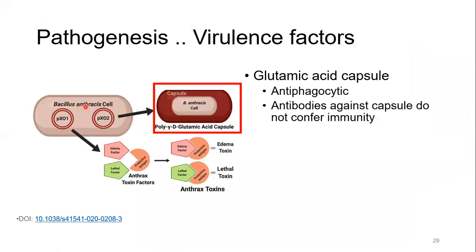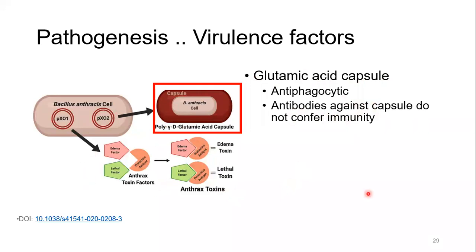So the Bacillus anthracis, through plasmids, is able to produce a glutamic acid capsule. And the function of most capsules, as we know, is preventing phagocytosis by immune cells. And what has been noticed with most capsules is that infection or antibodies against the capsule, for example with Streptococcus pneumoniae, would confer immunity. But in the case of Bacillus, that does not seem to induce immunity to disease.